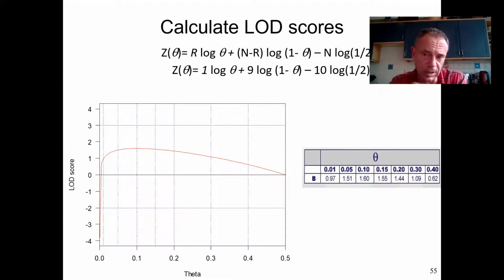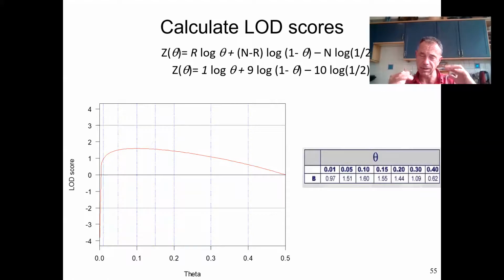If the probability for recombination to occur is 0, but I do observe a recombinant, then my likelihood for that data is 0, and the logarithm of 0 is minus infinity, so that's gone down to minus infinity there. And then the maximum occurs at this point here, lo and behold, 0.1.